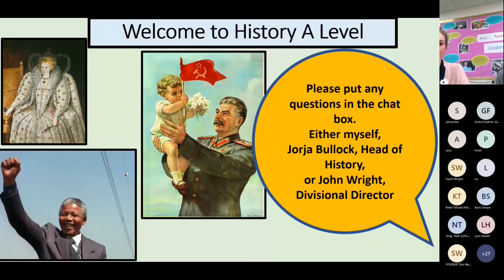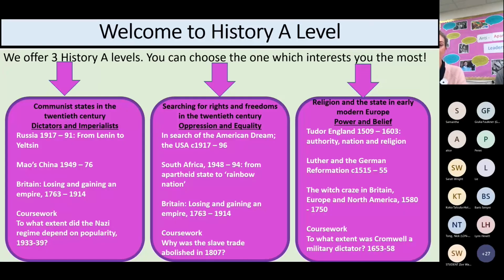So I can see we've got our first question about the 3 history courses. The first thing to say about history is that we do have 3 different history A-levels. It means when you come to Esher College, you can choose whichever history A-level you want to do. They are all the same A-level. They're all Edexcel history, all the same exam structure, all the same system. And you'll come out with a history A-level at the end.